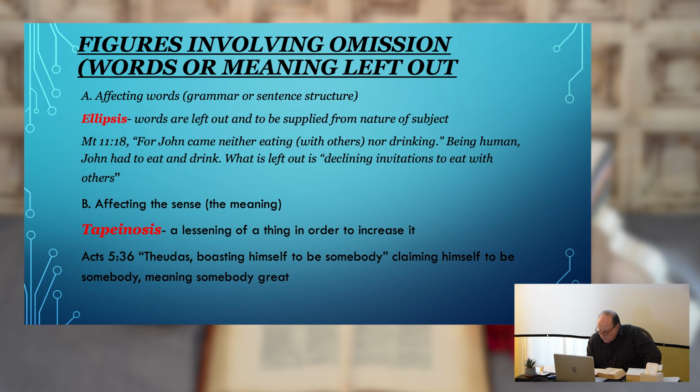And that is a lessening of a thing, the figure is tapinosis, a lessening of a thing in order to increase it. So he came boasting himself to be somebody, claiming himself to be somebody, meaning somebody great. Okay, so there's emphasis there. And again, we could look up many, many different figures of speech involving omission, but again, we're not going to do that. So let's look at the next one.